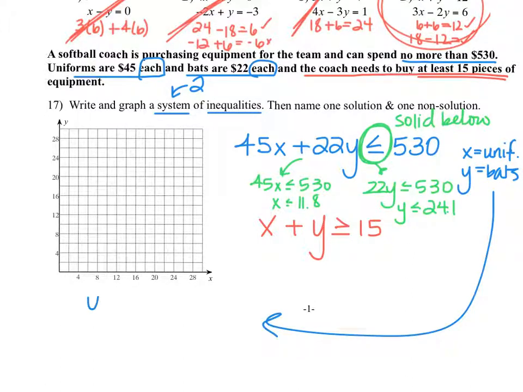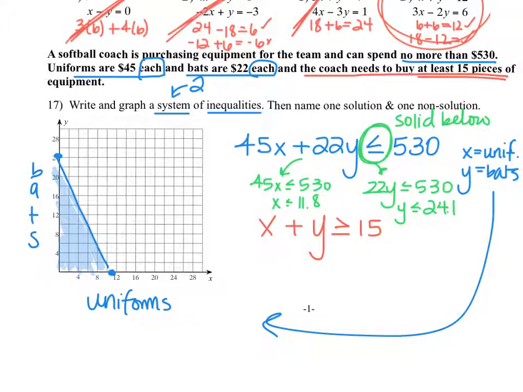All right, our x-axis is uniforms. Our y-axis is going to be bats. So we said that the x point needs to be at 11.8. Let's see, 11.8. I'm just going to make that kind of close to 12. This is not perfect. And then our y-intercept is somewhere around 24. So I'm just going to make that as close as I can to 24. This is supposed to be a solid line. And I'm supposed to be shading, what did we say? Shading below. All right, so I'm going to shade in this lower region here.